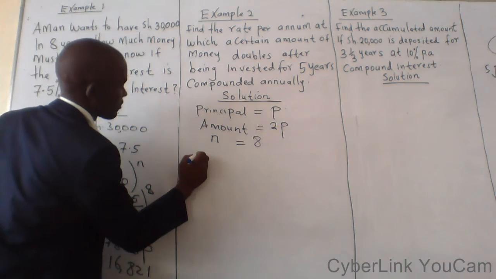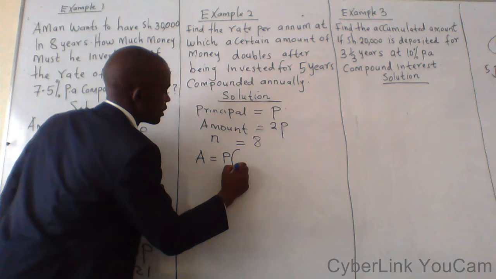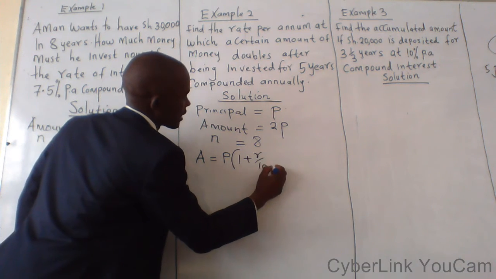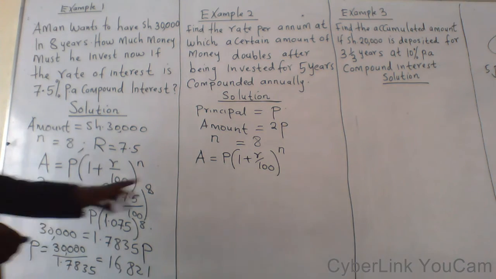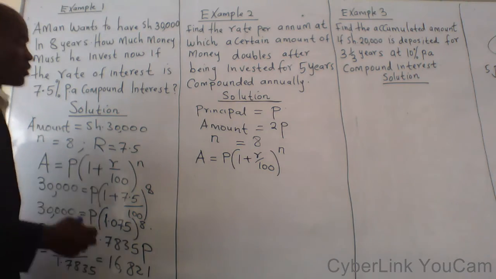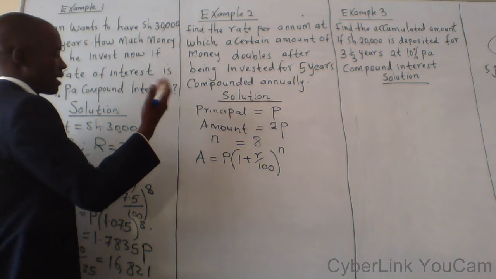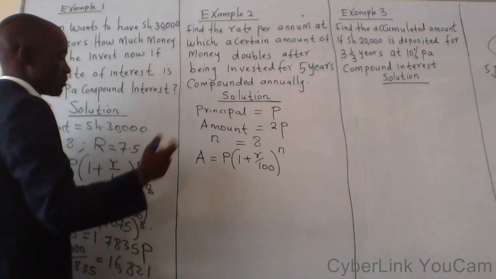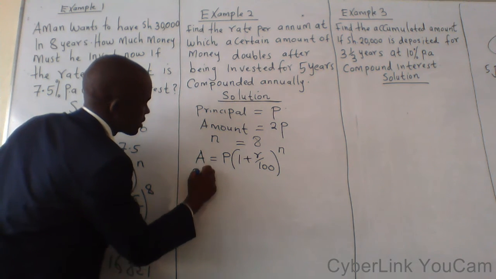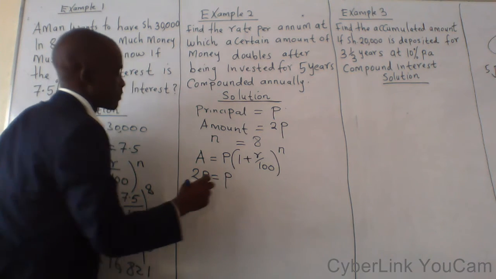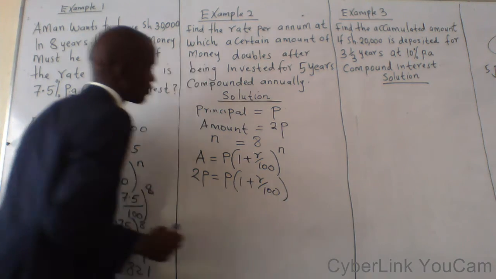So you will write the formula for amount. We know amount is equal to P into (1 plus R all over 100) raised to N. That is what we have, and our intention is to get R. So you can replace what we have. Remember, we have said let the principal be P and amount be 2P, because the amount of money is going to double. So we have 2P is equal to P into (1 plus R all over 100) raised to N.